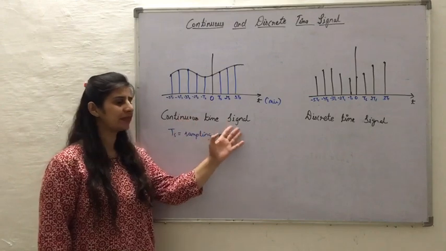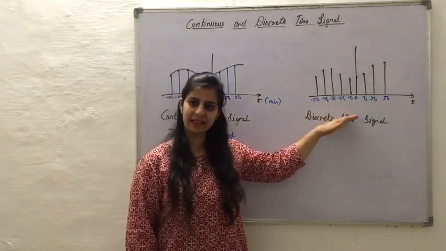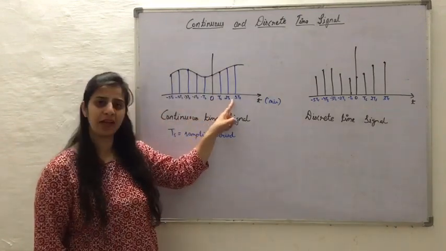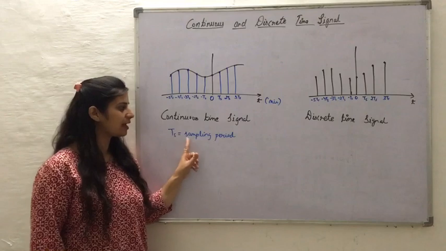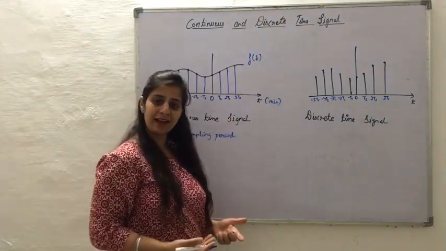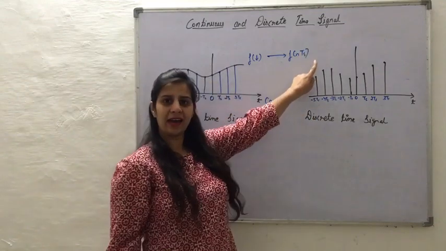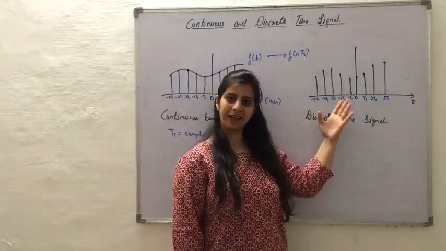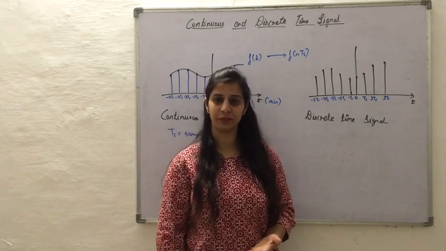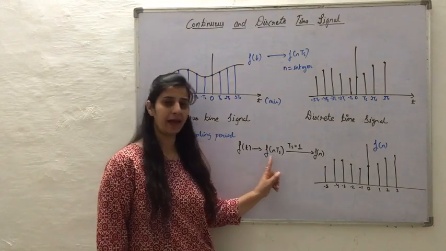From this continuous time signal, if I take samples at uniform intervals of time, then we get a signal which is like this, and this signal is then called a discrete time signal, and that uniform interval of time after which I am taking the sample is called the sampling period. So here, if this signal is f(t), it is getting transformed to a signal which I am denoting as f(nTs), because we have the value at every nTs instant of time, and that n here denotes an integer. So when we are taking samples from a continuous time signal, we are changing f(t) to f(nTs).